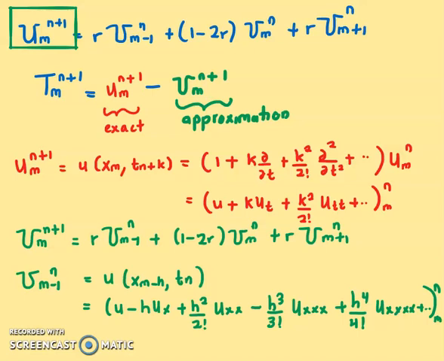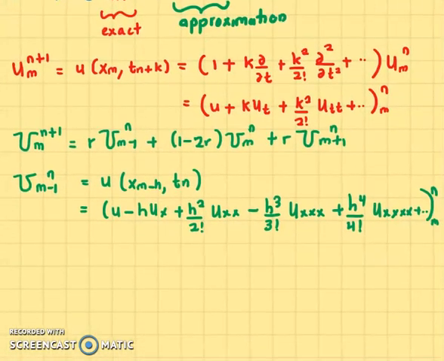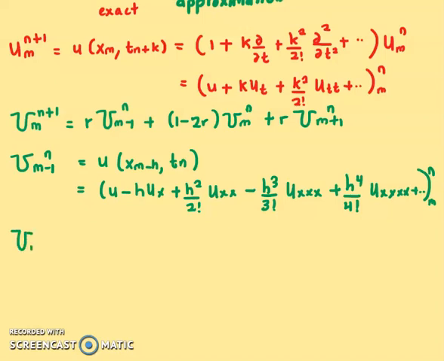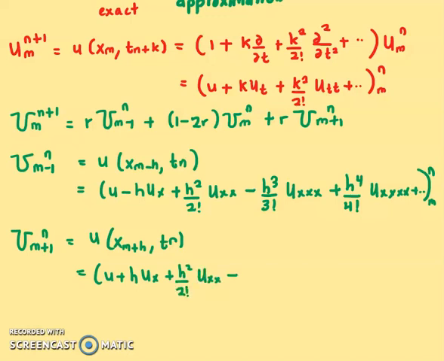Okay, and next is to expand u_(m+1)^n. Similarly, u_(m+1)^n is u(x_m plus h, t_n). Now same as this, but with a positive sign. So u plus h u_x plus h squared over 2 factorial u_xx plus h cubed over 3 factorial u_xxx plus h to the 4 over 4 factorial u_xxxx, and so on.